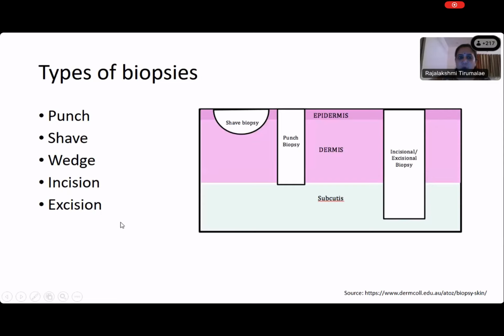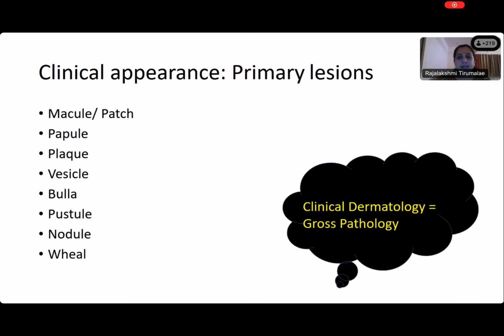Shave and wedge biopsies, we don't receive so often. Incision biopsies are sometimes done for blistering diseases, and excision biopsies are usually done for tumors, so we don't encounter that so much in inflammatory conditions. Okay, this is very important.